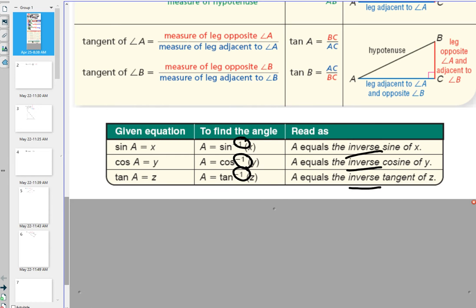On the calculator, you tend to find those right above the sine. Inverse sine is usually right above sine. You just have to hit shift or second. Inverse cosine is right above cosine. Inverse tangent is right above tangent. But understand that these are used to find angles. Regular trig functions are used to find sides. Inverse trig functions are used to find angles. So you have to know what it is that you're looking for.